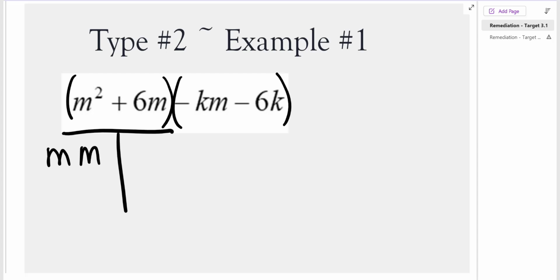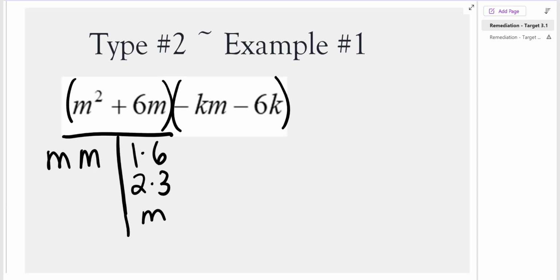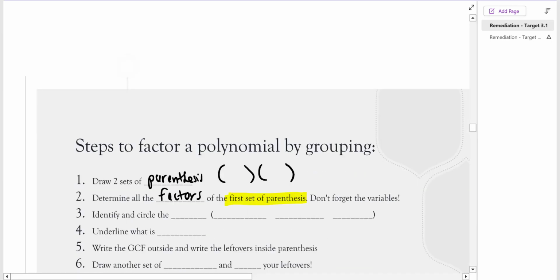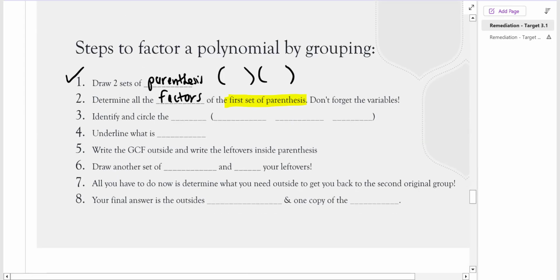So I want us to write the factors of 6. 1 times 6 and 2 times 3. Don't forget the variable. We still have an m left over. Okay, so that was step 1 and step 2. So we did that and that.